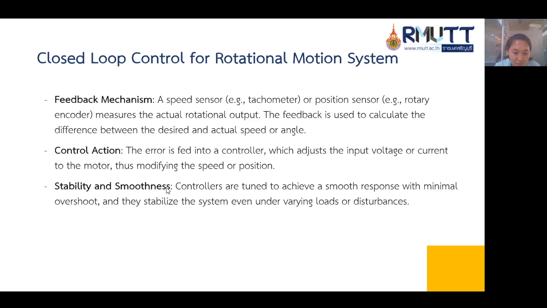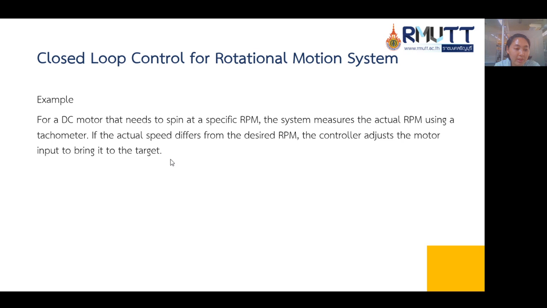And for the stability and smoothness, the controllers are tuned to achieve a smooth response with minimal overshoot, and they stabilize the system even under varying loads or disturbance. And for the example, for a DC motor that needs to spin at a specific RPM, the system measures the actual RPM using a tachometer. If the actual speed differs from the desired RPM, the controller adjusts the motor input to bring it to the target.